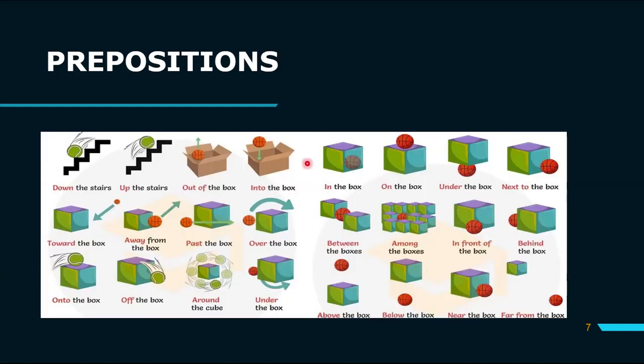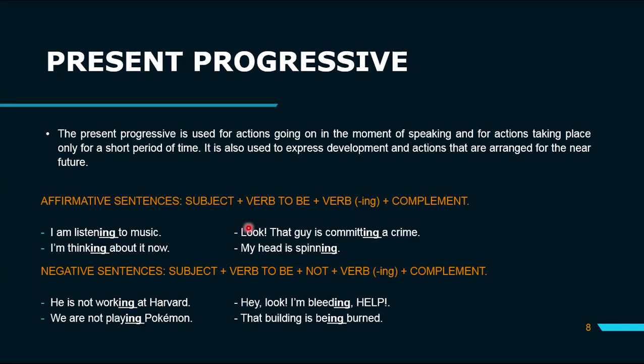Moving on to prepositions, I need you, like a homework, to review on your own the prepositions like in, on, under, next to, out of, into, over, and so on. Okay? Now, present progressive or continuous is used for actions going on in the moment of speaking, okay? As you are speaking, you are doing the same action.